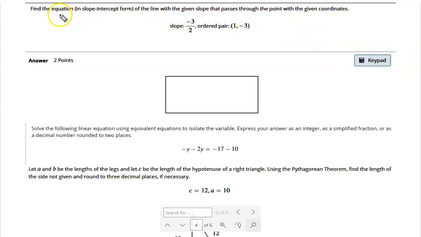Going on now, we want to find an equation in slope-intercept form, y equals mx plus b, with a given point and a given slope. So what we could do is substitute this information into this equation. Now our y value here is going to be a -3. Our m value is a -3/2. Our x value is 1. What we don't know is what the b value would be.